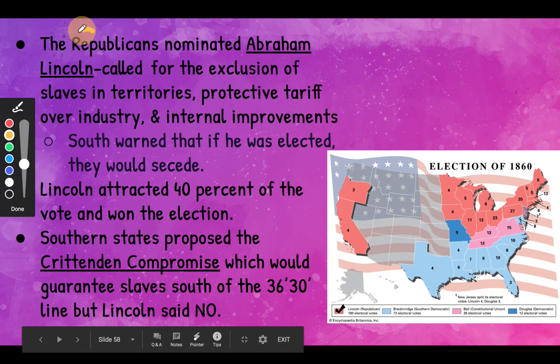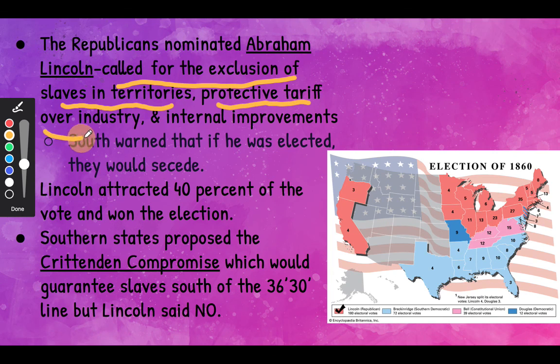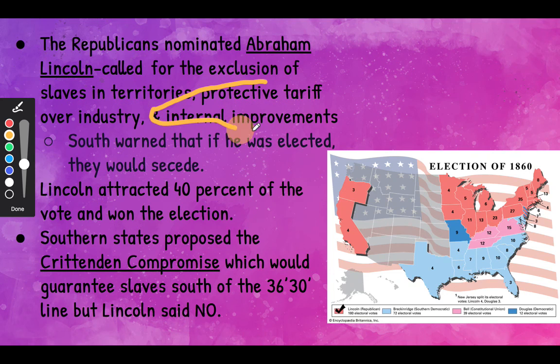And you do need to know that Lincoln was a Republican. He was formerly a Free Soiler, but remember the Free Soilers and the Whigs all joined together to create the Republican Party. And as president, he called for the exclusion of slaves in territories. He called for a protective tariff over industry and internal improvements. These are all not just the slavery part, but the protective tariff and internal improvements. Remember, these were parts of Henry Clay's American System that the South didn't like. So it wasn't just slavery that the South was against regarding Lincoln's presidential plan.